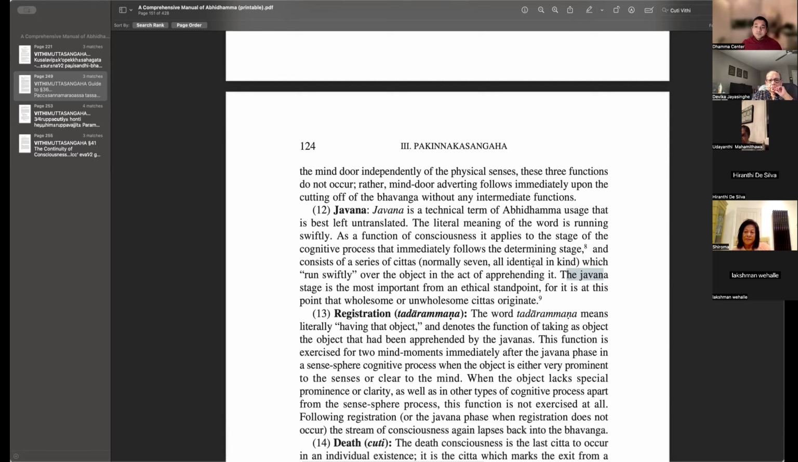Okay. Now, there is a question. Then the image up to the Javana level, is that like the color and form?